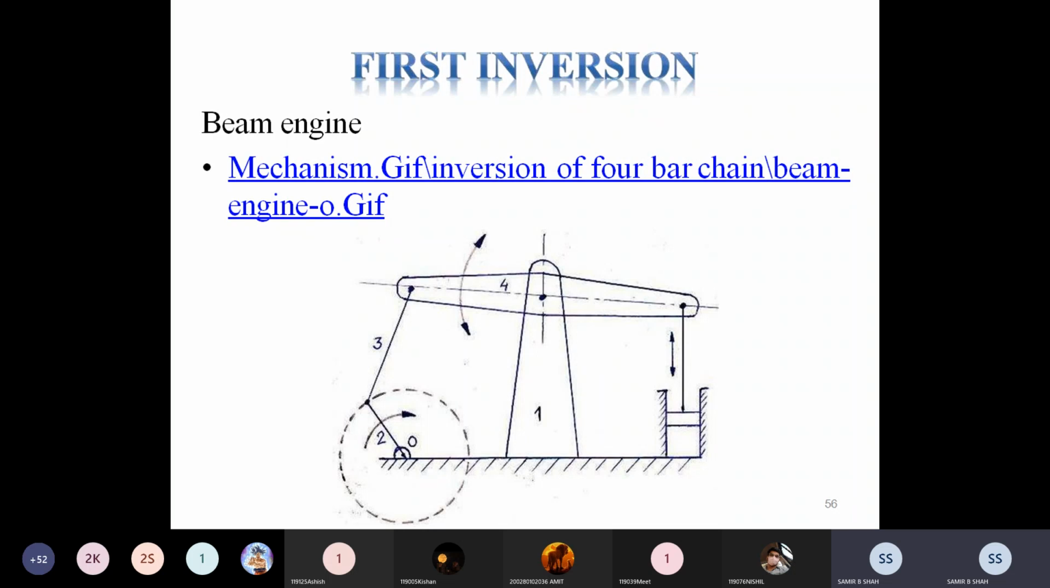Now let us start with the types of inversion one by one. As I discussed earlier, the first inversion, which we already showed you in the previous slide, is based on the beam engine.